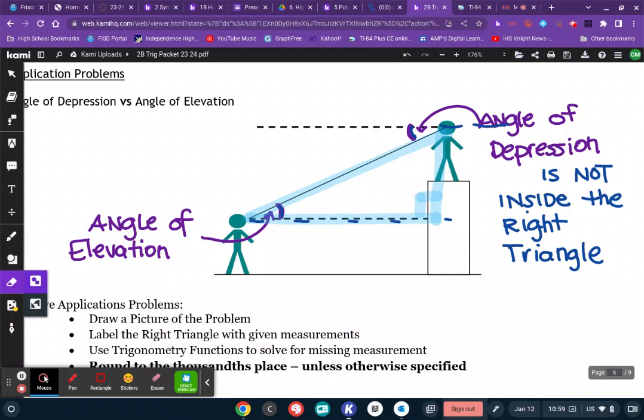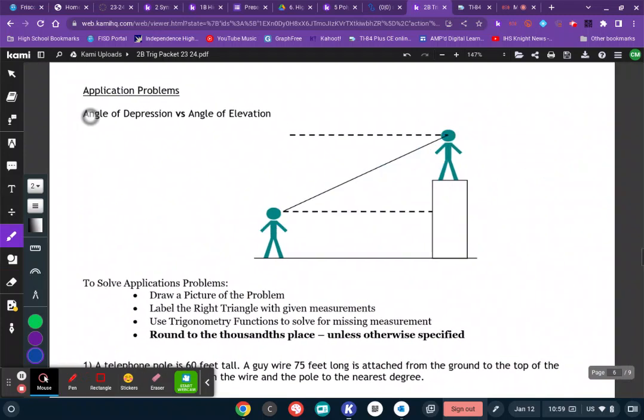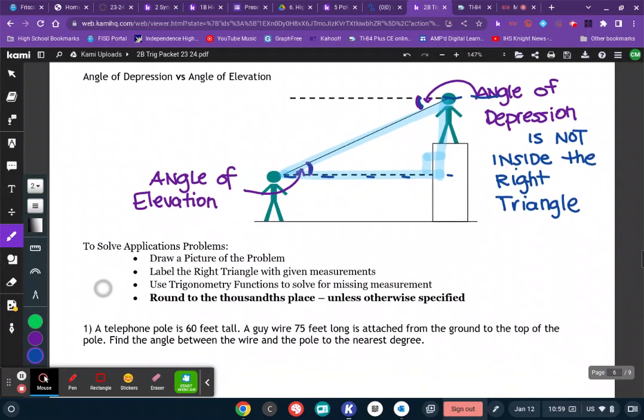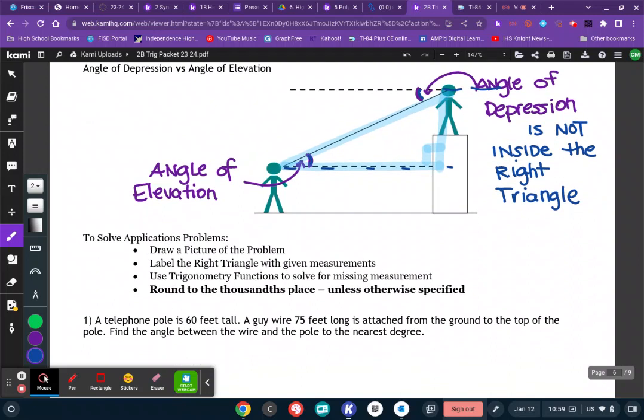These word problems are all about the right triangle. So ultimately, that's what you're going to be looking for. You're going to read the description, and draw a picture of the problem. I like to draw a little scenario, but all you need to draw is your right triangle diagram. You want to label the right triangle with the measurements that are given. And then we're going to use our trig functions or possibly the Pythagorean theorem in order to find whatever's missing. Our default is always going to be to round to the thousandths place.